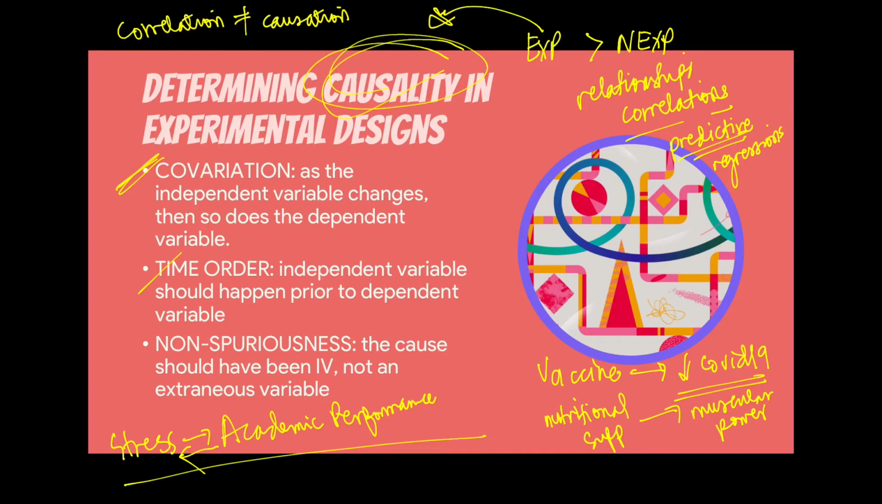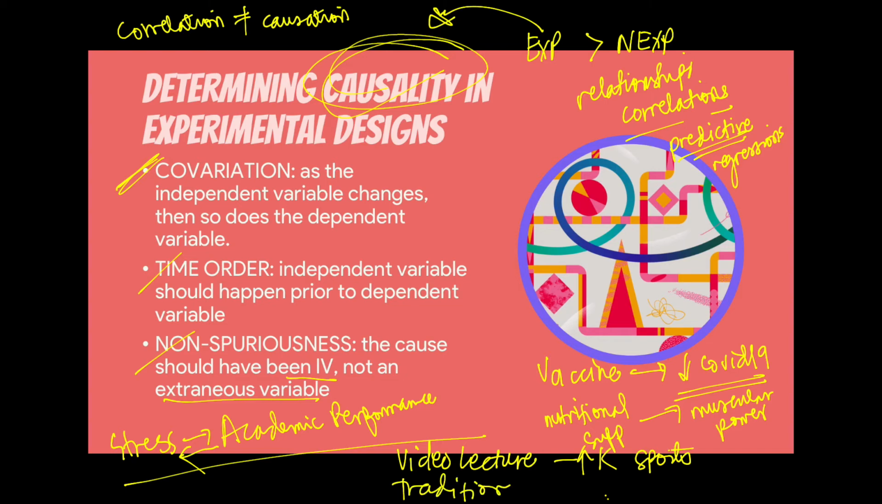And finally, nonspuriousness is another requirement. The cause should have been the IV and not the extraneous variable. So, what does this mean? For example, you wanted to see whether or not doing a video lecture will increase the knowledge of students in relation to sports versus traditional.